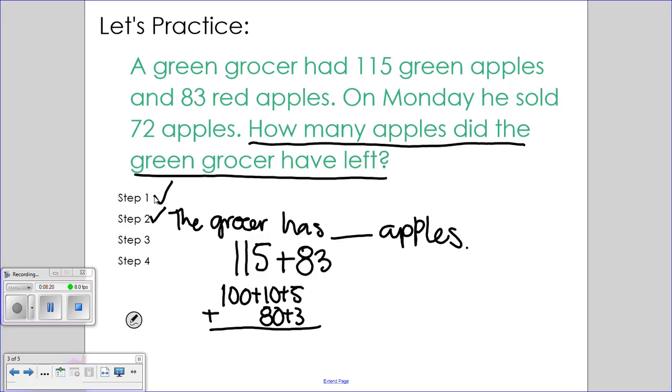I chose to use expanded form. You don't have to. If I'm using expanded form strategy, which column am I going to start with? Which column, Bryce? Ones. 5 ones plus 3 ones is going to give me how many ones, Jaden? 8.